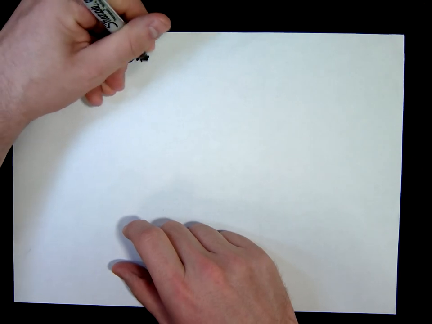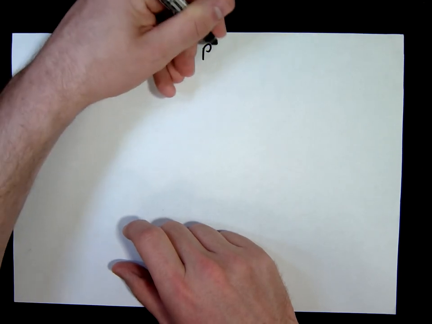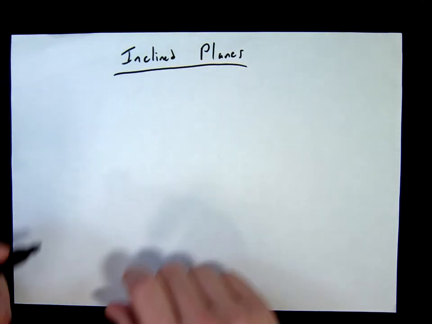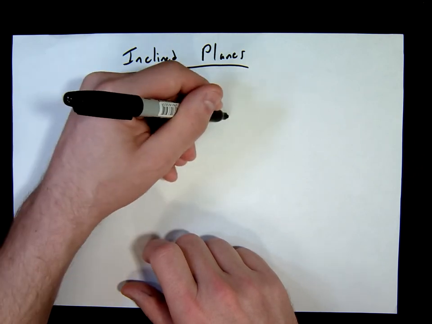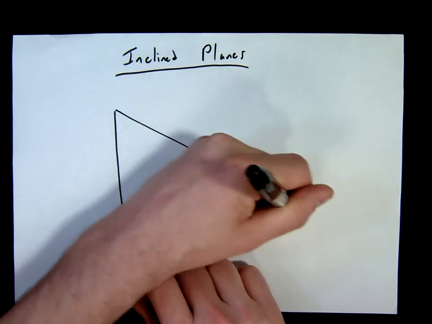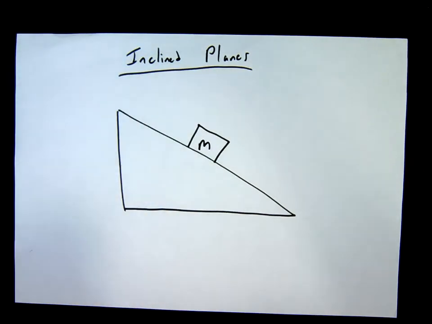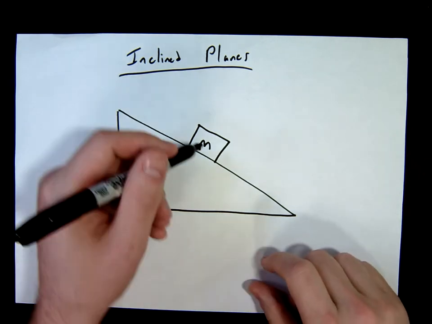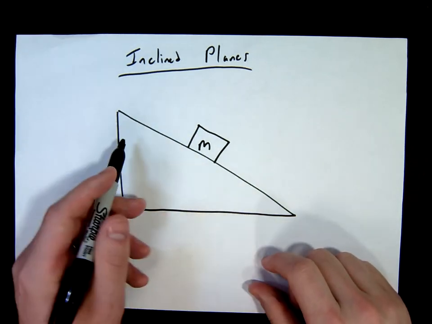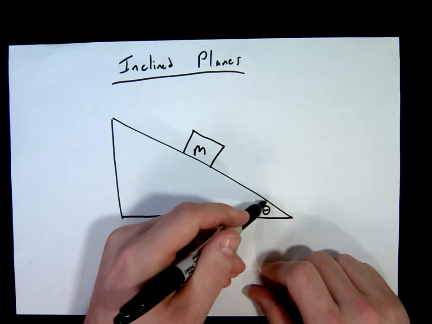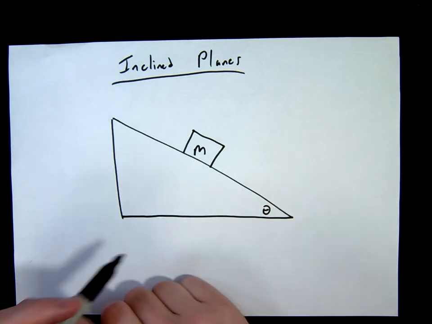A couple other examples I want to show you are what are called inclined planes. Let's take a look at it for a moment. I'm going to draw a big inclined plane here. If I have an object sitting here, an object M, just sitting there, there are going to be forces acting on it. Because it's angled at some angle theta, this is what's called the angle of inclination.